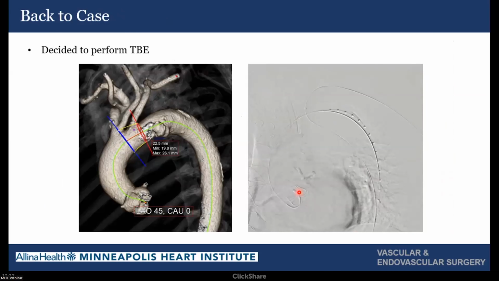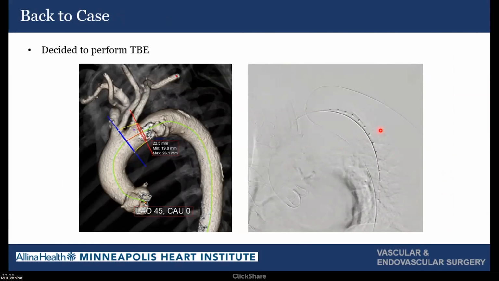So back to our case. We evaluated this patient's anatomy. We used 3D reconstructions and centerline imaging, and his PAU was too close to the left subclavian artery to undergo a standard TEVAR device. Being 84 years old and having had a relatively recent surgery, we thought using the TBE device may be a better option for him. So here's our initial angiogram.